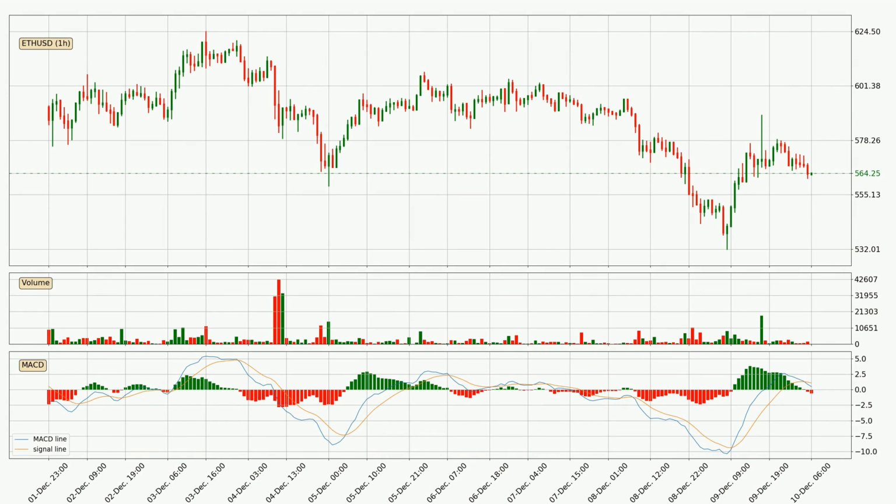Moving to the hourly MACD, the MACD line is below the signal line, which shows that the current trend is on the downside. The MACD histogram shows that the momentum is currently strong, and it could be expected the price to go further to the downside.